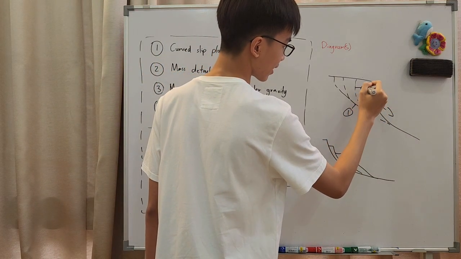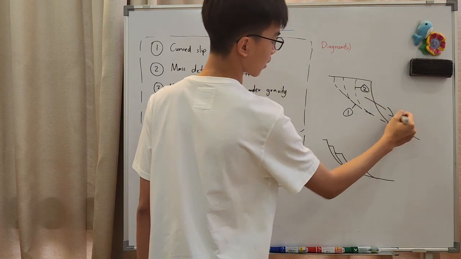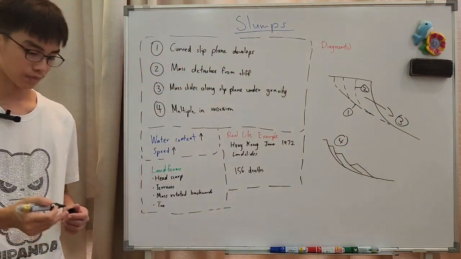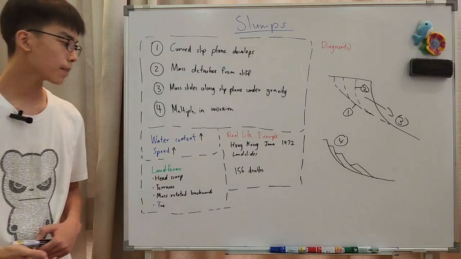Why did I draw 3 there? It's 2, and this is 3. And it happens in succession, like that. So that's your slump diagram.